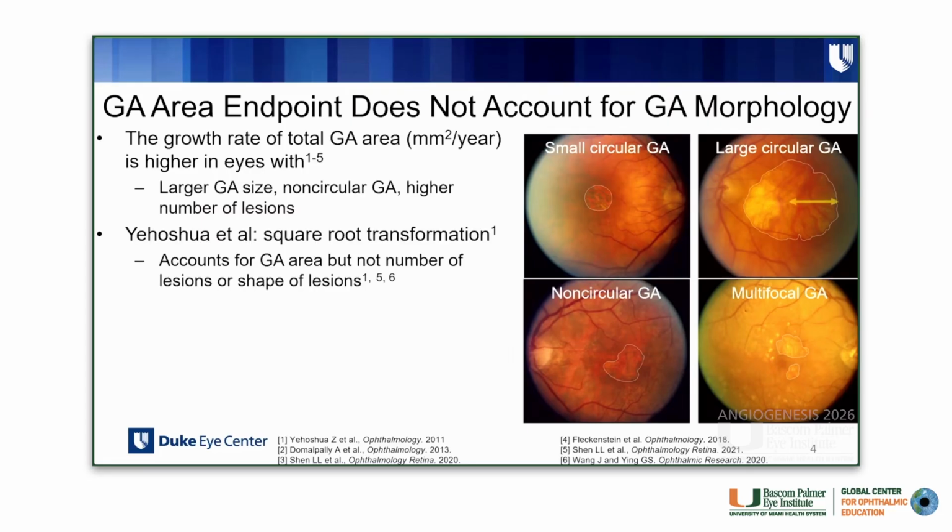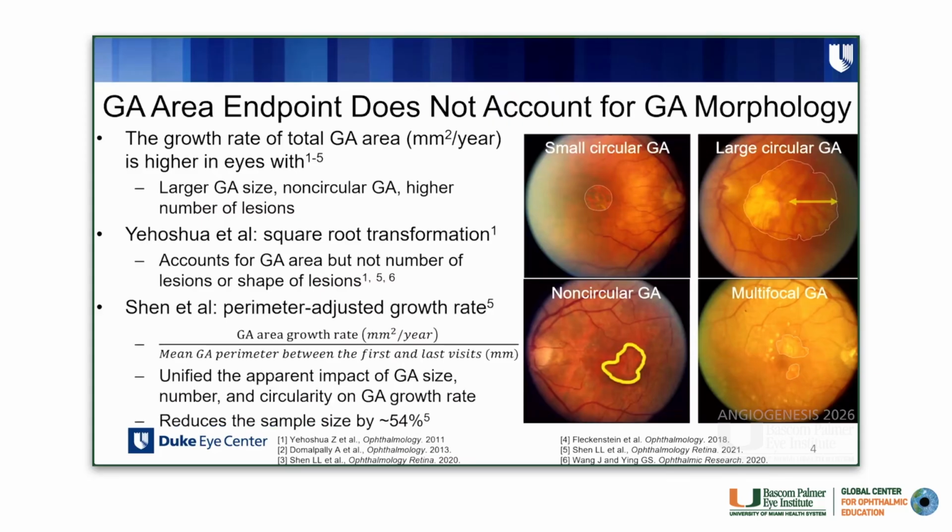The Bascom-Palmer group, led by Dr. Phil Rosenfeld, previously proposed to use square root transformation to account for different baseline GA area. Although it's a major step forward, it still does not fully account for the shape, perimeter, and number of lesions. More recently, we demonstrated that the area growth rate is strongly associated with the lesion perimeter. Simply put, the larger the perimeter is, the more RPE cells are at risk. Based on this, we propose a perimeter-adjusted growth rate.